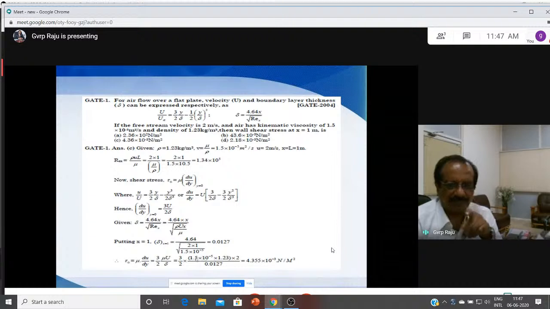And this mu you can see here is the kinematic viscosity 1.5. Sometimes students make a mistake here. So this mu, you should always know the fundamentals, so this mu is equal to kinematic viscosity multiplied by the density. So mu is equal to mu by rho times rho, where the kinematic viscosity is mu by rho and rho is the mass density. Finally this is 4.355 into 10 power minus 3, and the answer is C.